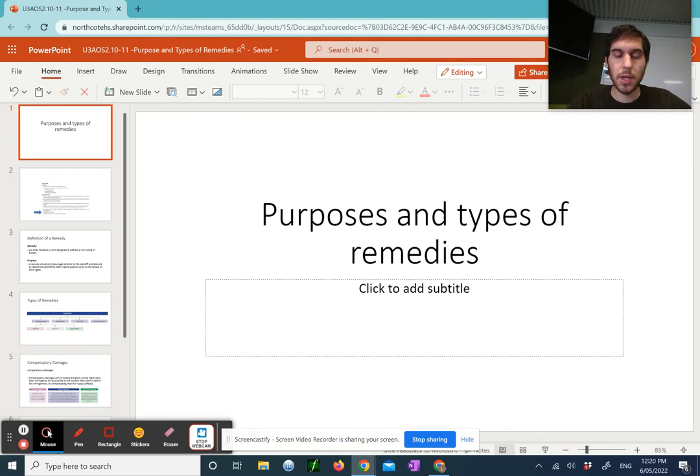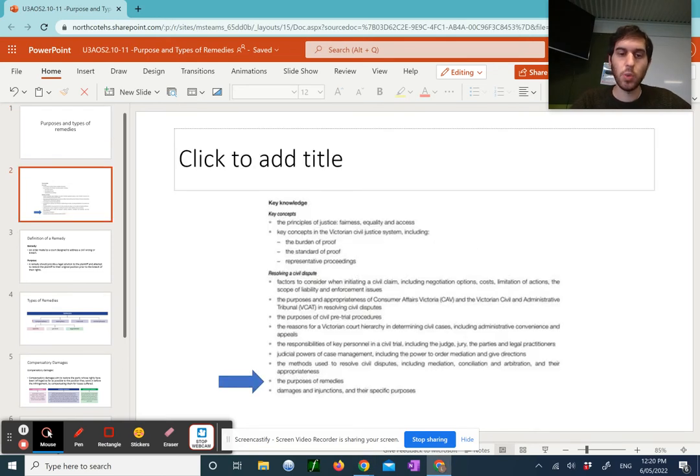Welcome to Legal Studies, and today we're going to be learning about the purposes and types of remedies. So where are we in the study design? Well, we've just finished off learning about what happens leading up to and during a civil trial. Now we're thinking about what happens afterwards.